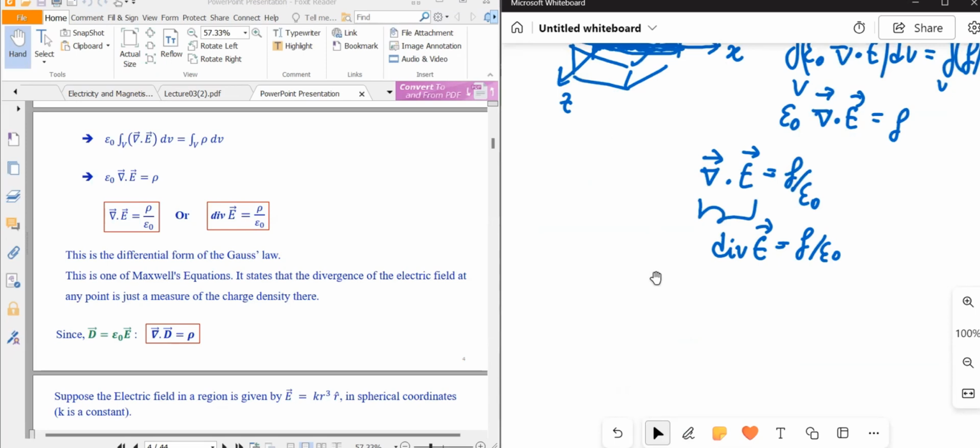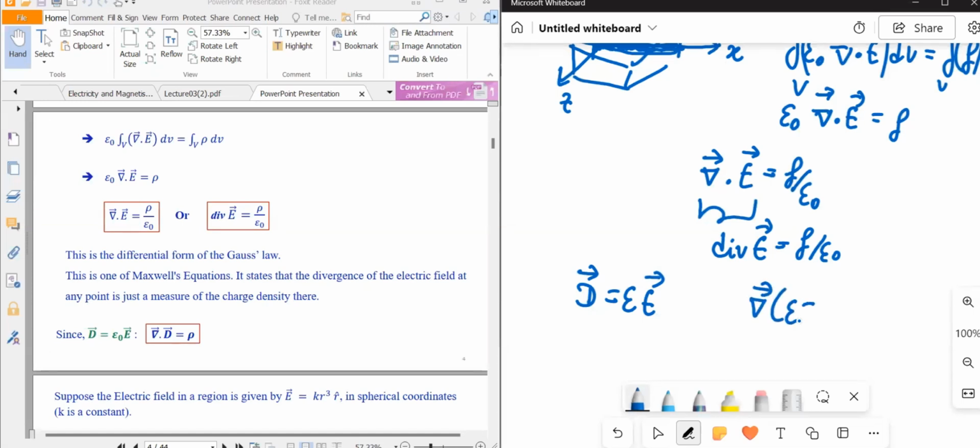And also we know the electric displacement field D is equal to epsilon naught or epsilon times E. Therefore, from here I can write del dot epsilon times E is equal to rho. Therefore, the divergence of the electric displacement field is equal to rho. So this is another way that we can state Gauss law in the differential form. Okay.